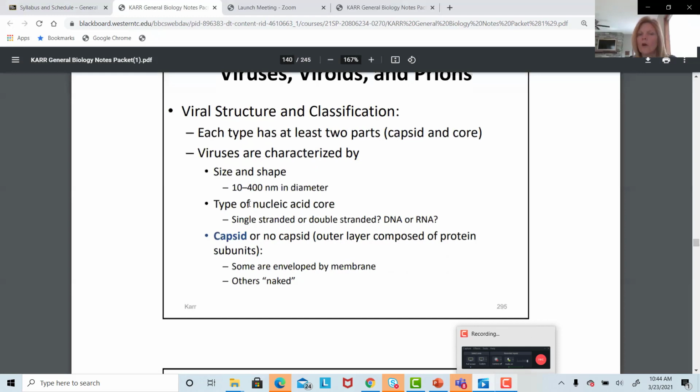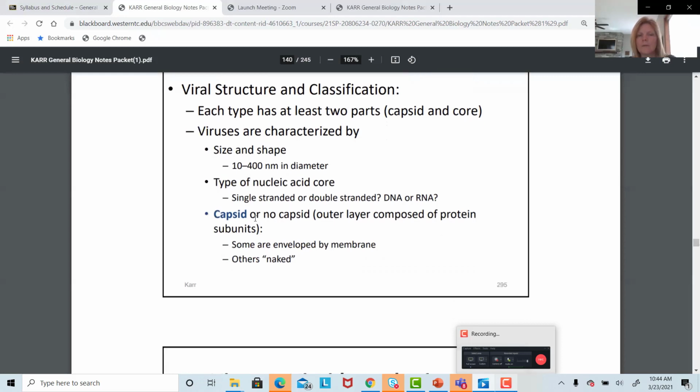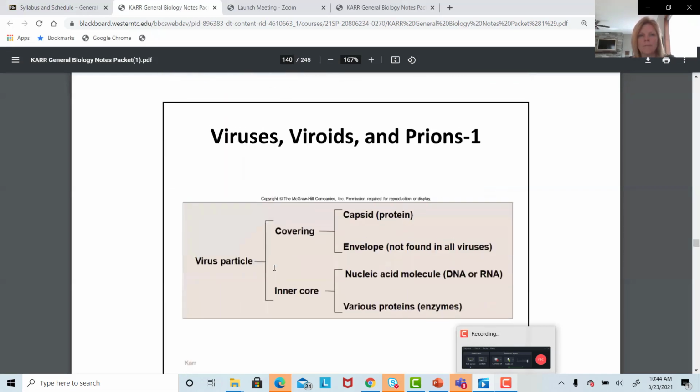They have a core of genetic material, and it can be DNA or RNA in the core. Some of them are enclosed by a special protein called a capsid, and some are not enclosed by a capsid, and those are considered naked viruses. So we'll talk about that.